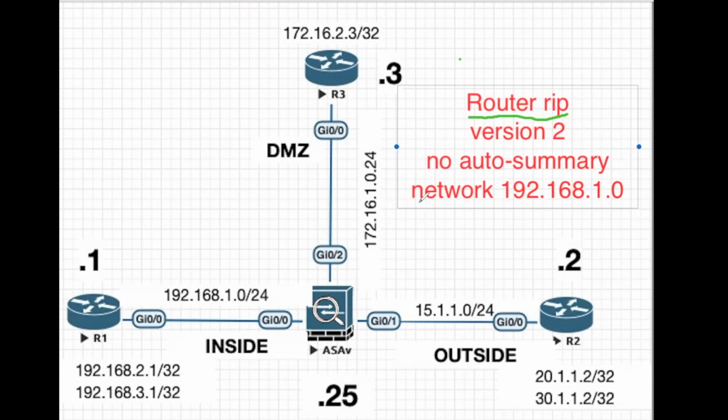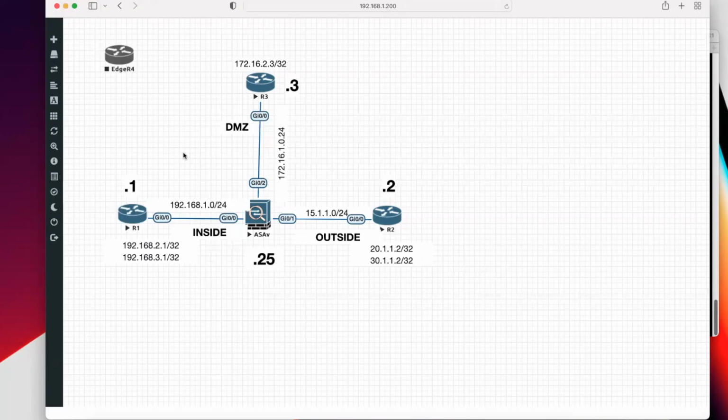The next command is network. Here one drawback in RIP is that it will use classful networks only. It will not accept classless subnets, so we have to use classful subnets. Now we will see how to configure RIP in the routers and ASA firewall.